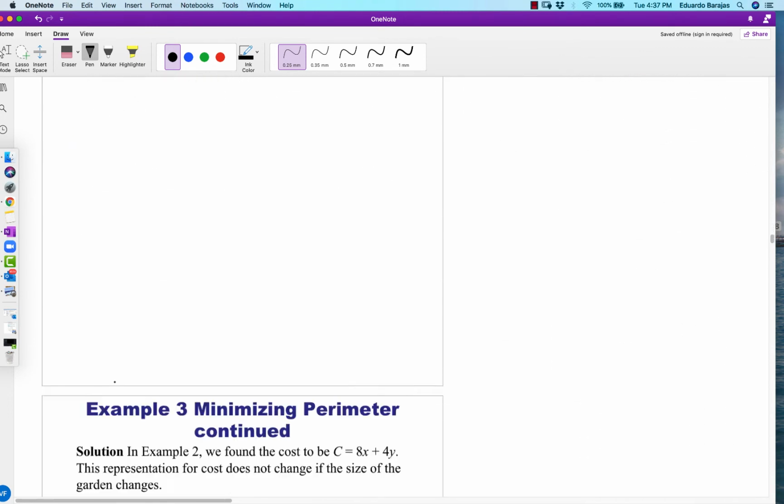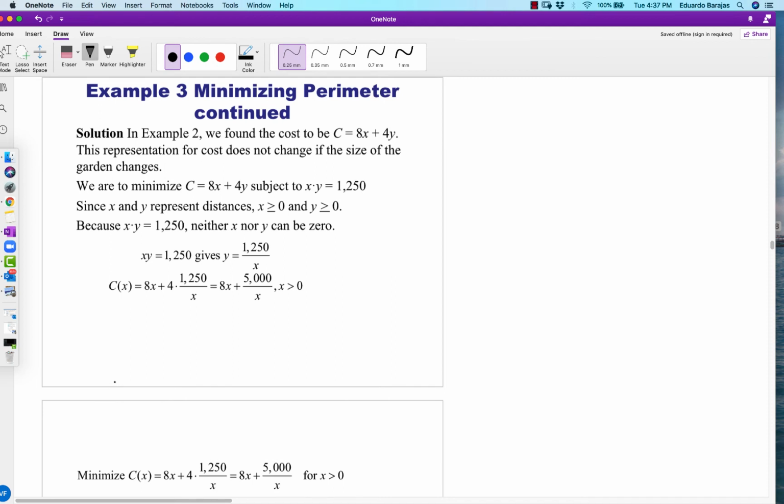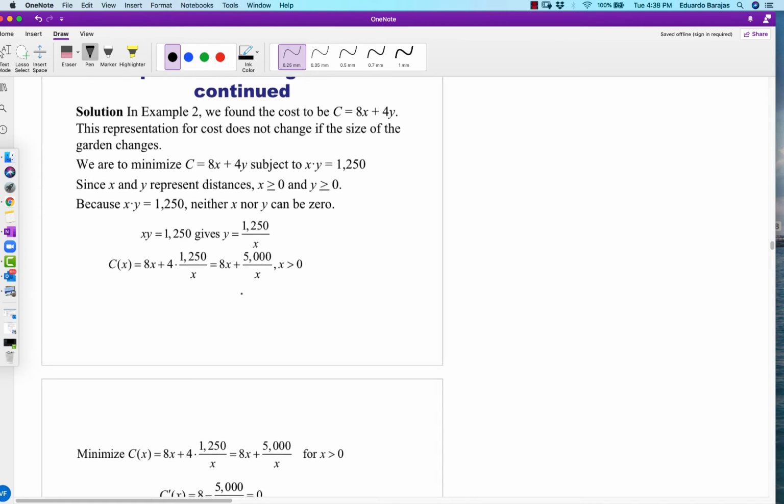Okay, let's see what the author did here. Same equation, since x and y represent distances. In example 2, we found that the cost function was c equals 8x plus 4y. This represents the cost. This representation for cost does not change if the size of the garden changes. To minimize c equals 8x plus 4y subject to x times y equals 1250. Since x and y represent distances, we know that x and y must both be greater than or equal to 0. Okay, so we can use this equation, solve for one of the variables, and plug it into the other. And so we end up with this.